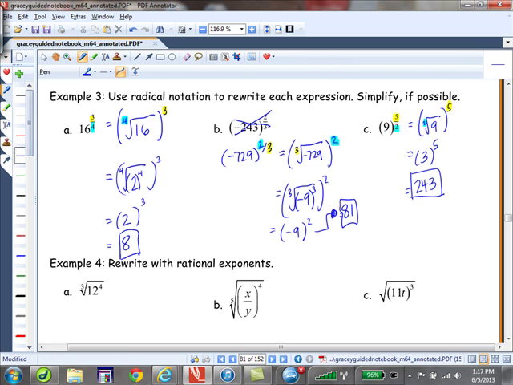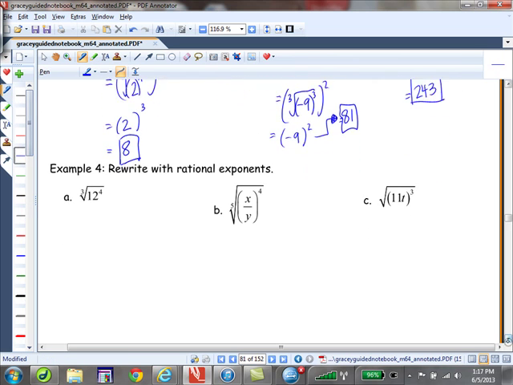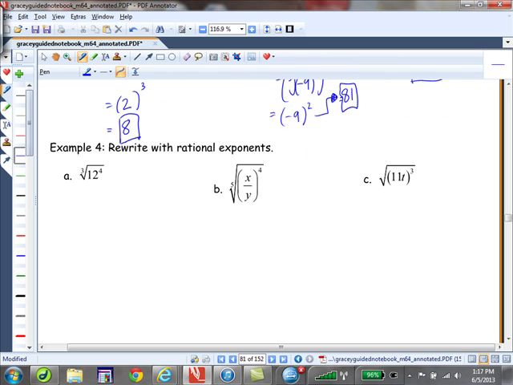Okay. Rewrite each of these with rational exponents. So we'll be going the other way. So this here, the power, good, is 4. The radicand is 12. So we'll have 12 raised to the 4 thirds.